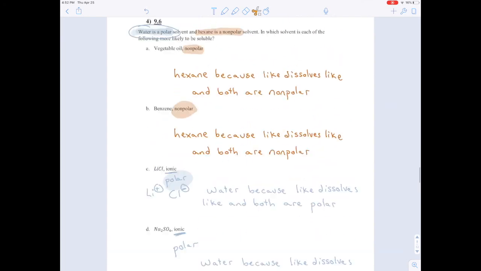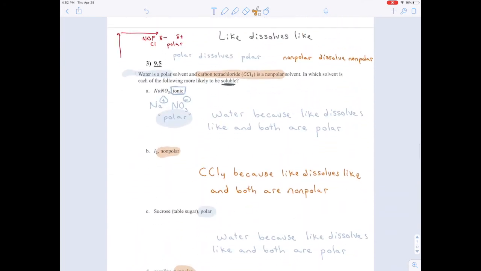So, something to take with you for the rest of your life. How do things mix together? Like dissolves like. If they're not both polar or if they're not both nonpolar, they won't mix with each other. It's a principle of organization for anything that comes together, especially for living things.